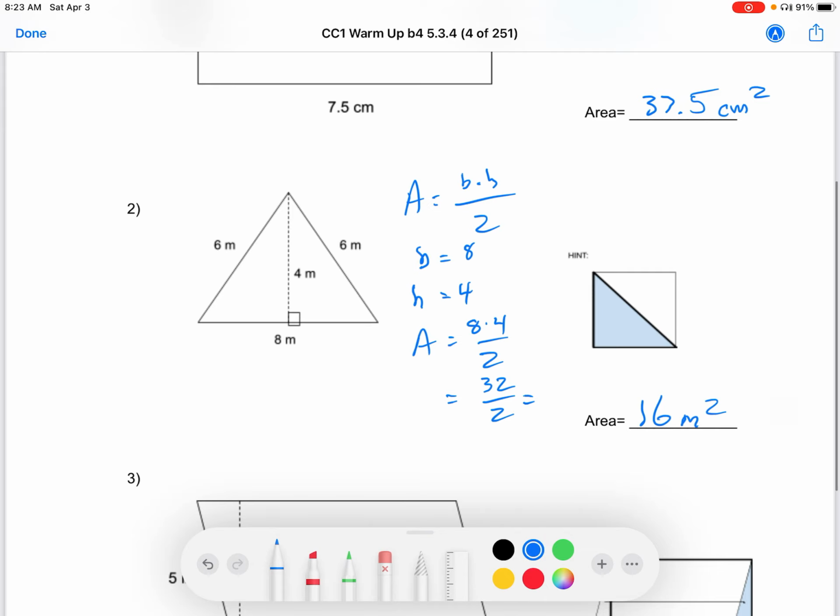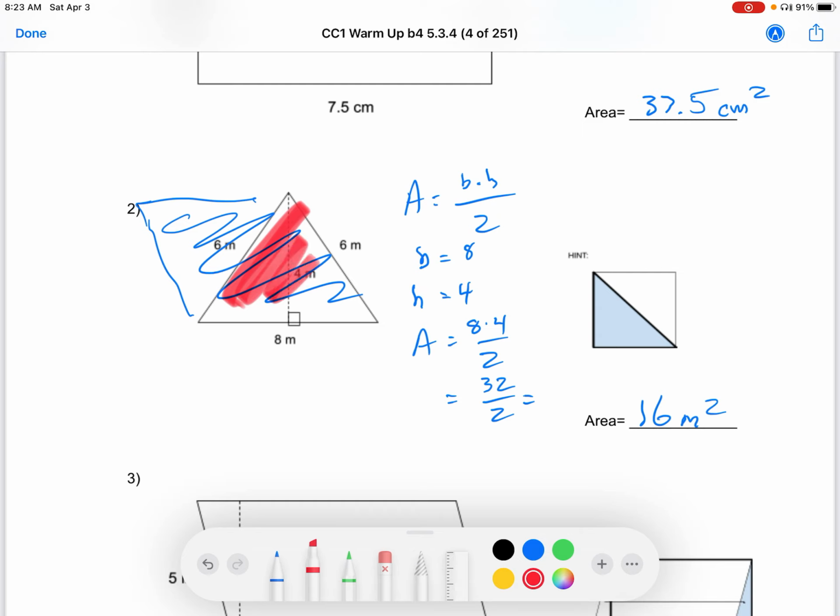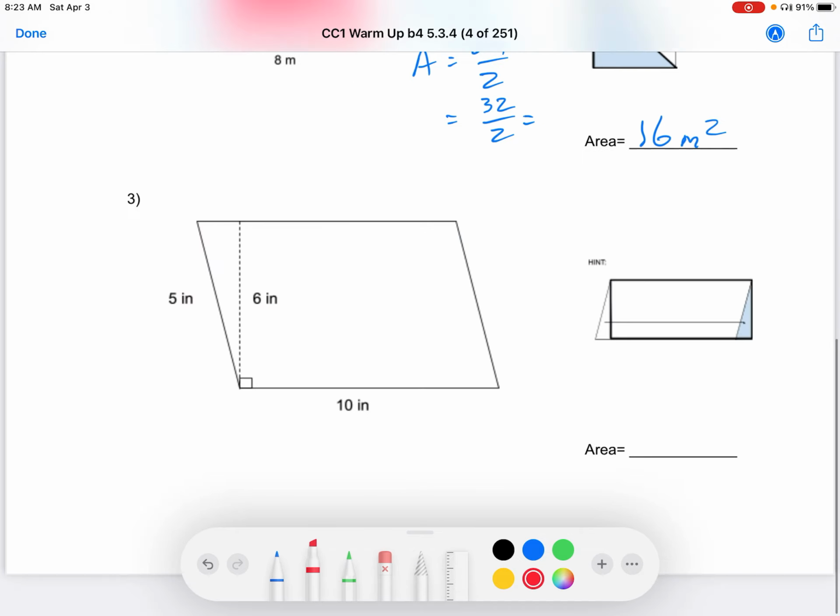Now, why did we divide by 2? Remember that this used to be a parallelogram. We used to do the base and the height of the whole thing, but then we have to cut it in half to only get half of that parallelogram. Okay, and that's what that cube represents here.